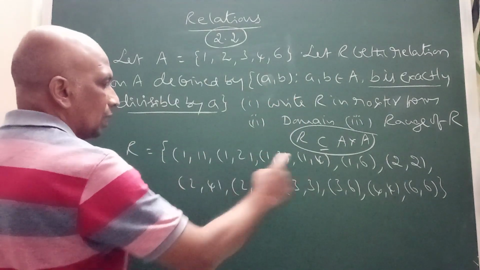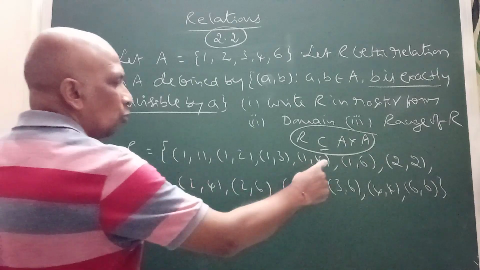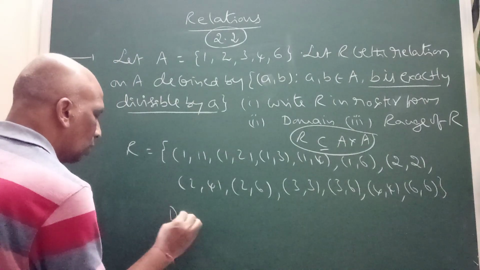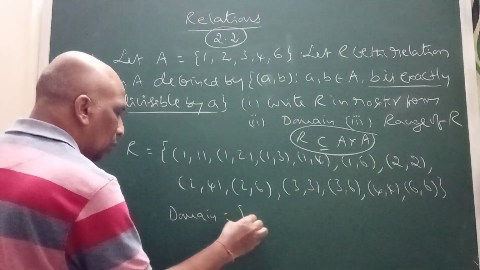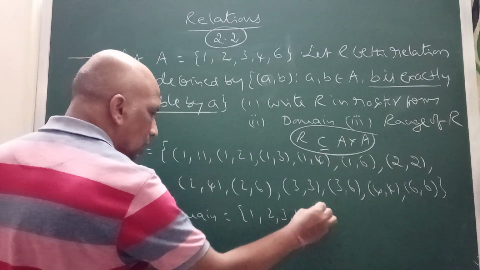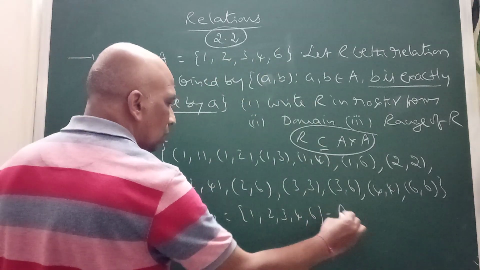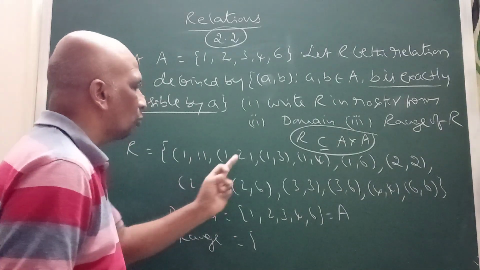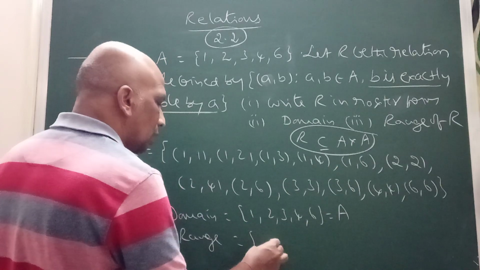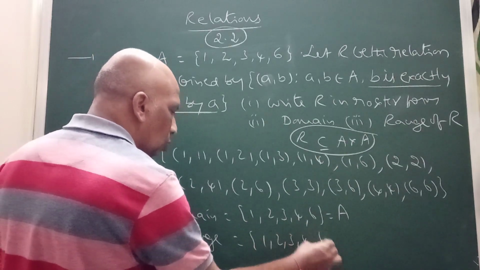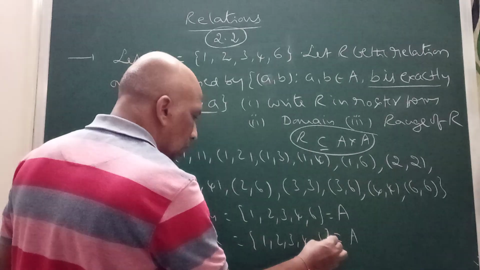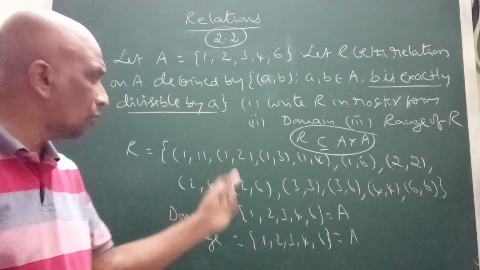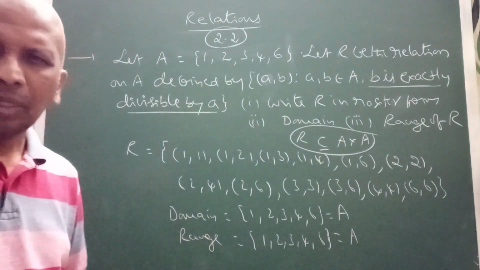What is the domain? The set of first elements gives 1, 2, 3, 4, 6. So I can write domain is equal to 1, 2, 3, 4, 6, which is equal to A. Even if you think about range, range is also the same thing. You can see you have covered 1, 2, 3, 4, 6, only with repetition. So range is 1, 2, 3, 4, 6, which is equal to A. See, domain and range both are equal to A. We have written roster form, and after that, I have written domain and range. Now I will explain the next.